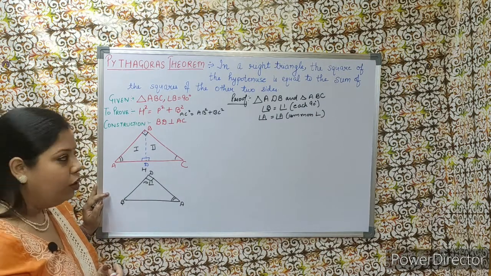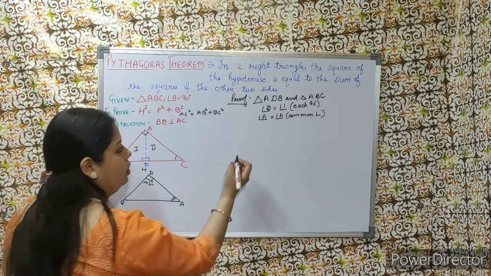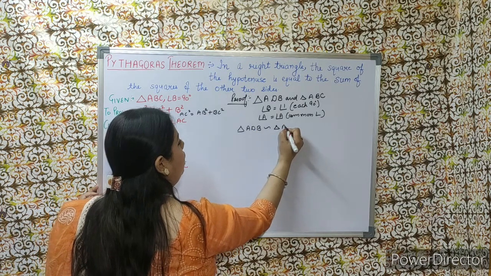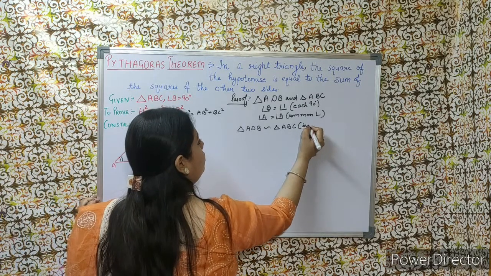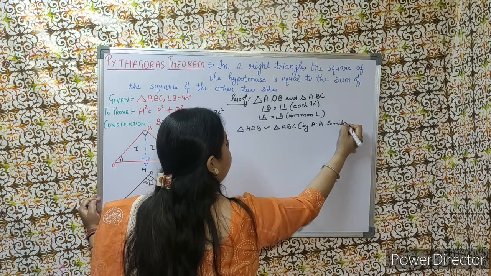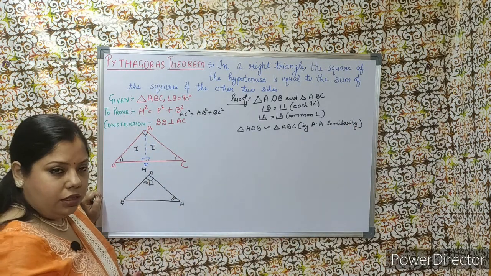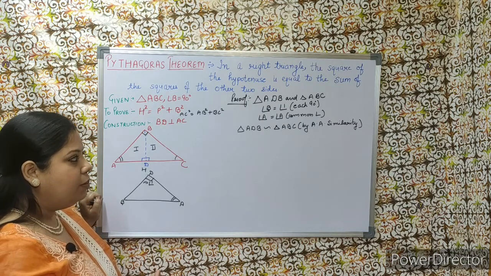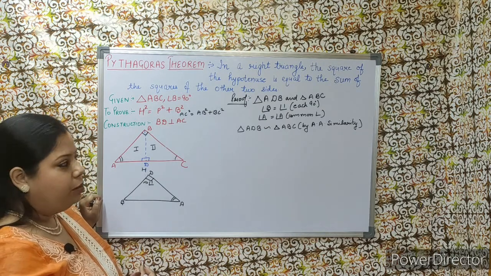Now we already know that if two angles are equal, then we can say the triangles are similar. So here I can write triangle ADB is similar to triangle ABC by angle similarity. When two triangles are similar, then their sides are in equal proportion. This is the basic concept of similarity. If two triangles are similar, then their sides are in equal proportion.